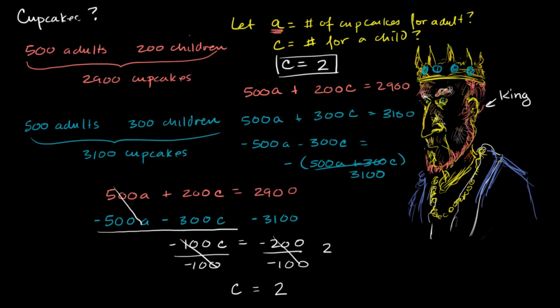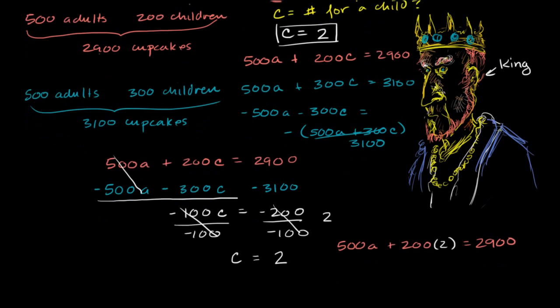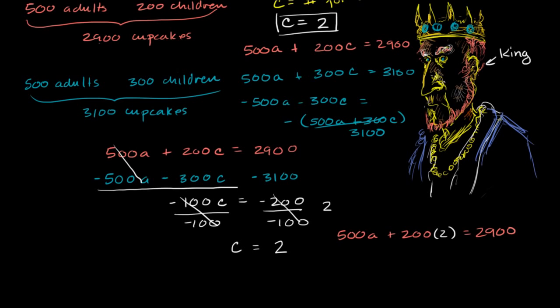So we had 500A plus 200C, but we know what C is. C is 2. So 200 times 2 is equal to 2900. And now we just have to solve for A, one equation with one unknown. So we have 500A, 200 times 2 is 400, plus 400 is equal to 2900. We can subtract 400 from both sides of this equation.